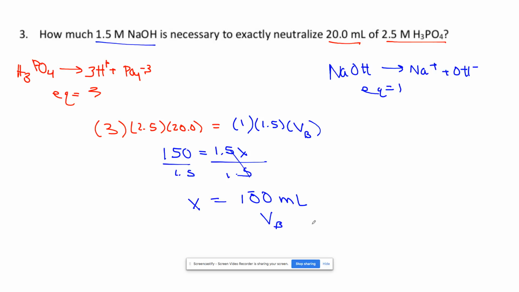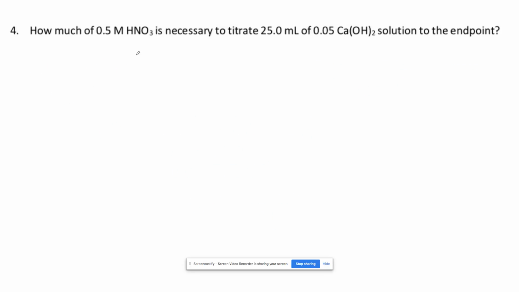All right. Should be okay so far. I think once you set it up, the actual math shouldn't be too bad. But of course, that setting up is always important. How much 0.5 molar HNO3 is necessary to titrate 25 mLs of 0.05, and I forgot that, oops, molar calcium hydroxide solution to the endpoint.